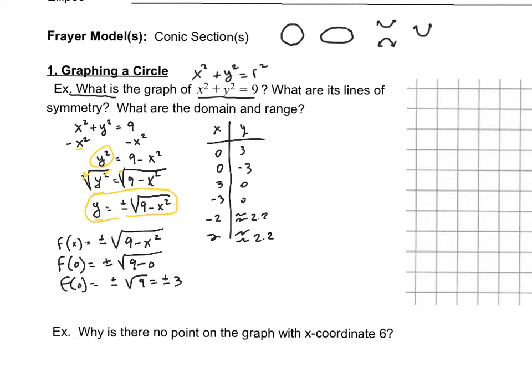Okay, so I've used my calculator, looked at my table, and I was able to come up with some more points. And what I'm going to do now is graph these basic points and see what we get with a circle. When I'm graphing these conic sections, I'm not expecting to do all the points, but I'm going to get some key points that I can use in order to do my graphing.